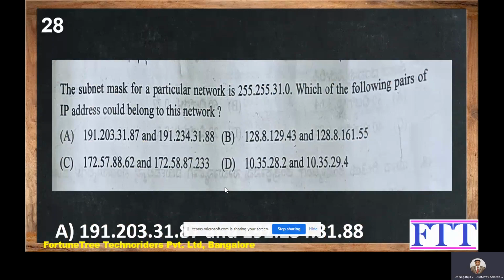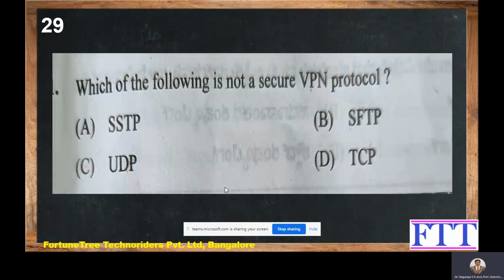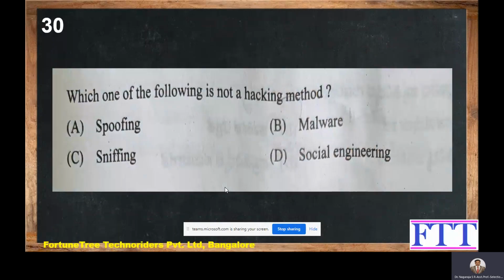We'll move to the 29th question. Which of the following is not a secure VPN protocol? Option A, SSTP. Option B, SFTP. Option C, UDP. Option D, TCP. So the right option is option C, UDP. Next, which of the following is not a hacking method? Option A, spoofing. Option B, malware. Option C, sniffing. Option D, social engineering. So the right answer is option B, malware.